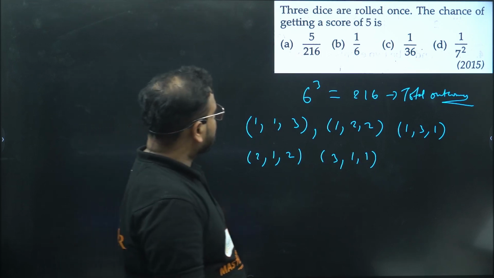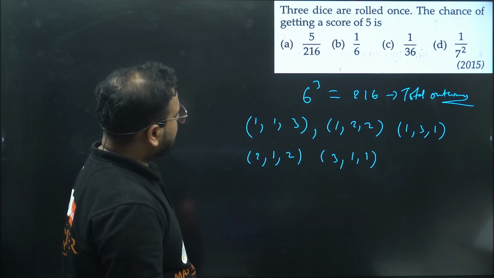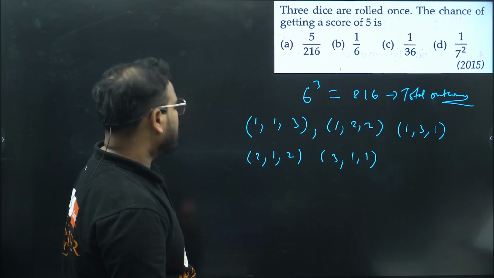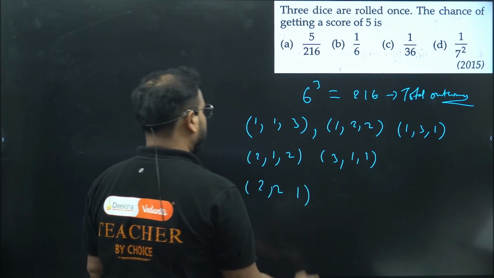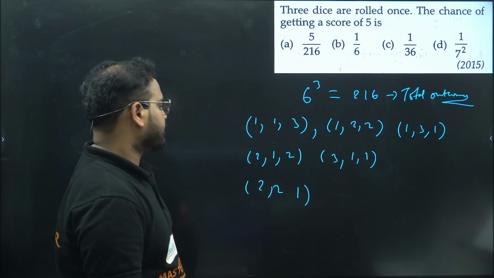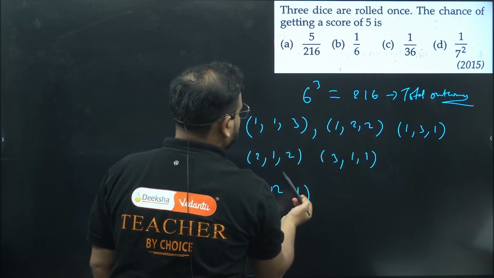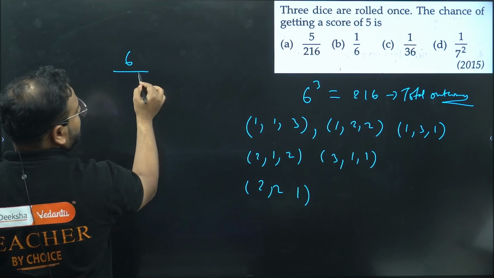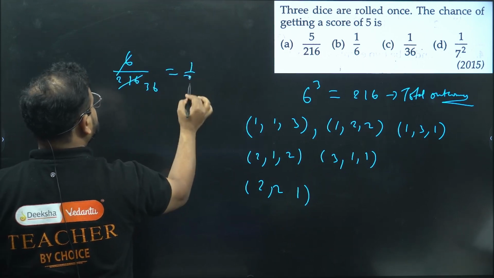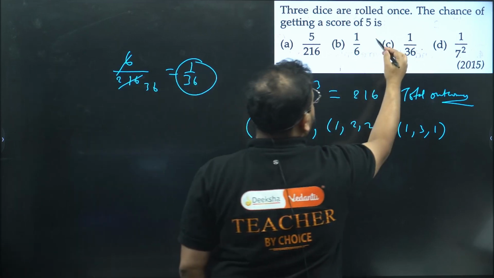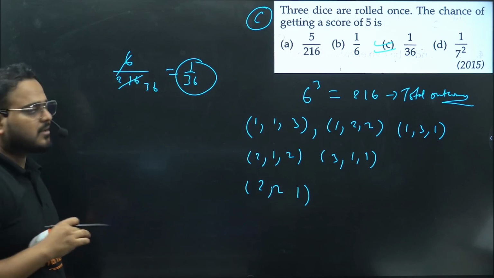Anything else I'm missing? 1, 1, 3; 3, 1, 1; 1, 3, 1. And what else? That's all. 2, 1, 2; 1, 2, 2. Okay, I can also have 2, 2, 1, right? 2 plus 2 is 4 and then 1, correct. That's also right. So I'm getting 1, 2, 3, 4, 5, 6, total 6. So I get 6 divided by 216, which is 1 by 36. That's my chance. Option C is correct. This is clear? Okay, moving on.